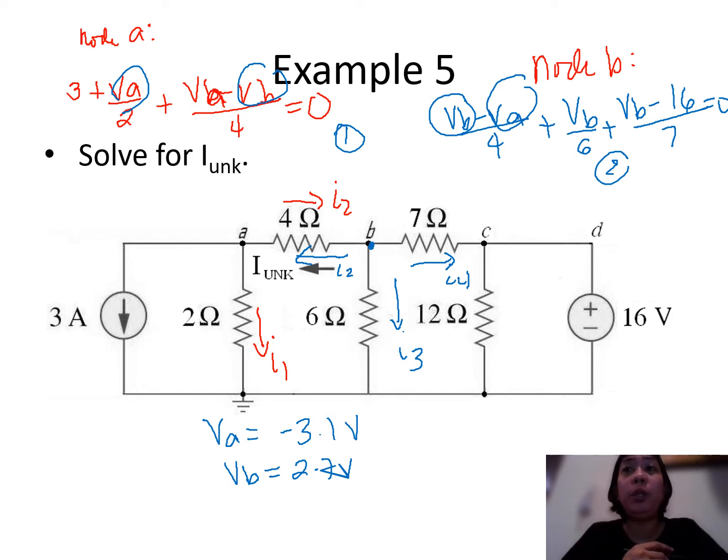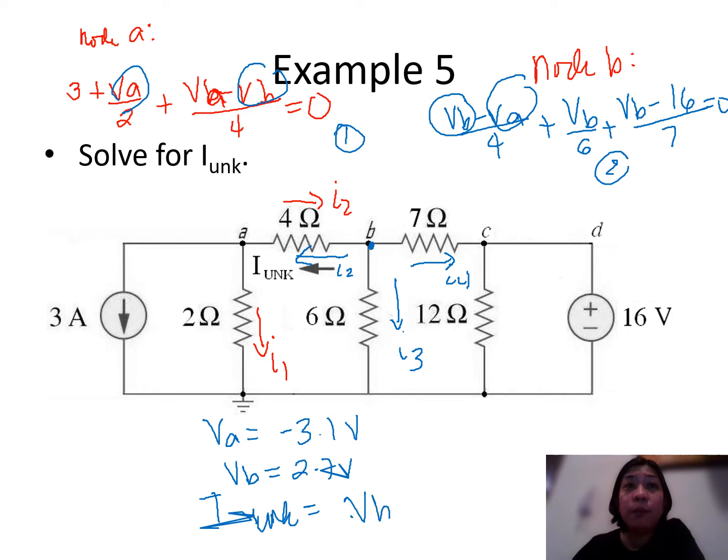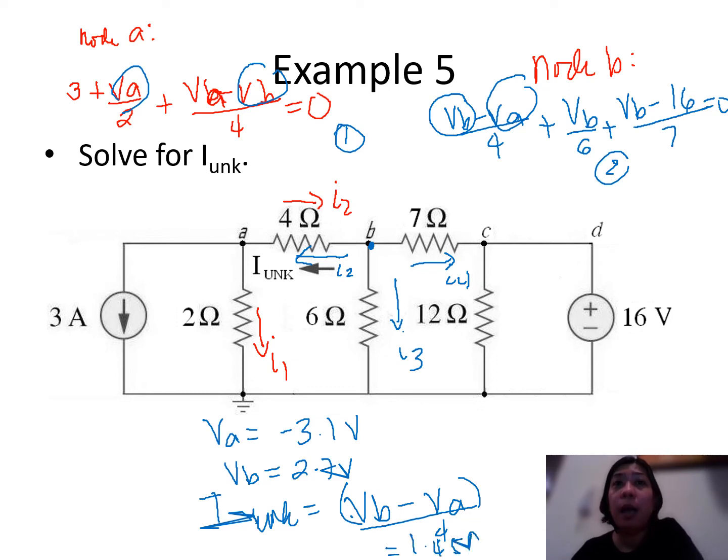So to solve for your I unknown, that is equivalent to VB. Since VB is more positive with respect to VA, that is VB minus VA divided by 4. So we have here 2.7 minus negative 3.1 divided by 4. We will be having a value which is 1.45 amperes. Because if we do the opposite side, that will give you a negative answer. So therefore, we will be following the node which is more positive than the other node.